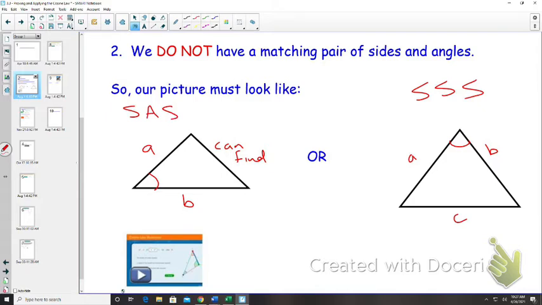I have lots of sass. Sorry? I have lots of sass. Yeah, so you'll like the cosine law then. What?